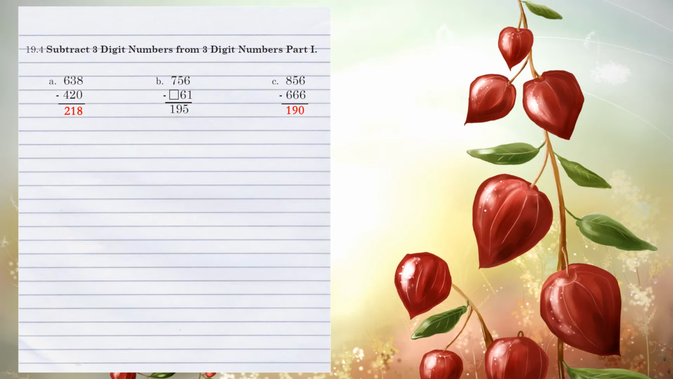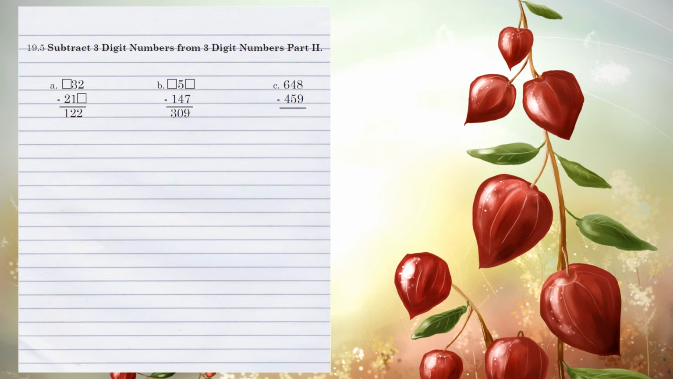So again, we know that we had to borrow, so we're going to take the 7 from the hundreds position and make it a 6, and make the 5 a 15. Now 15 minus 6 is 9. So what would we have to subtract from 6 to get an answer of 1? Our missing number is 5.